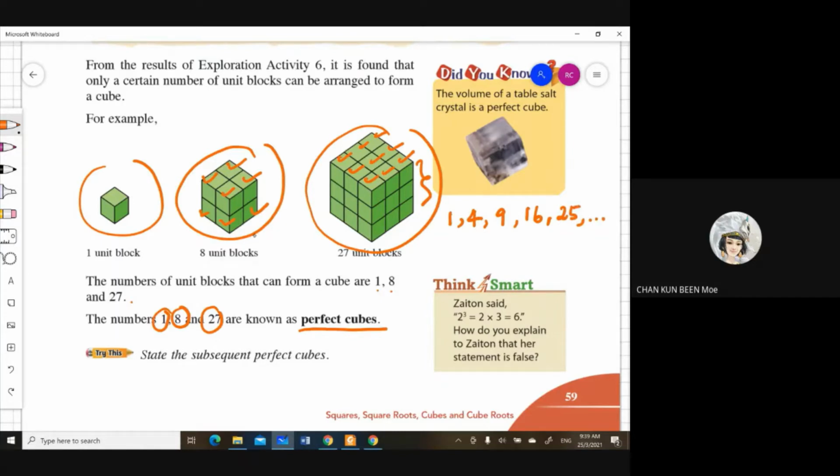So now we also have perfect cubes. Perfect cubes are 1, 8, 27. Can you guess what the subsequent perfect cube is? Subsequent means the next few numbers after this 27. Can you guess what the perfect cube after 27 is? Anyone here?